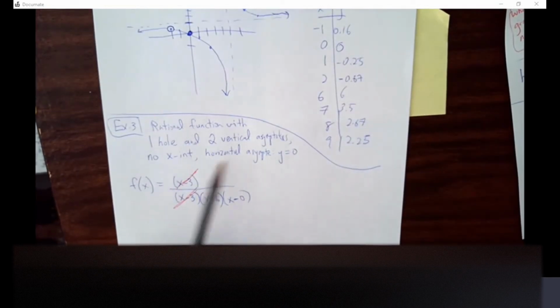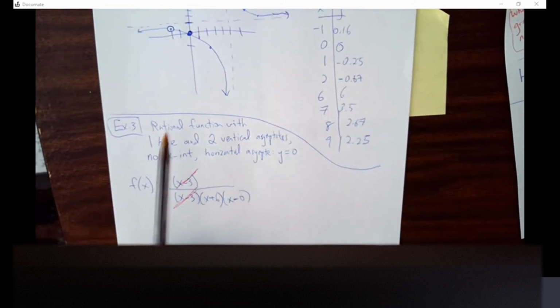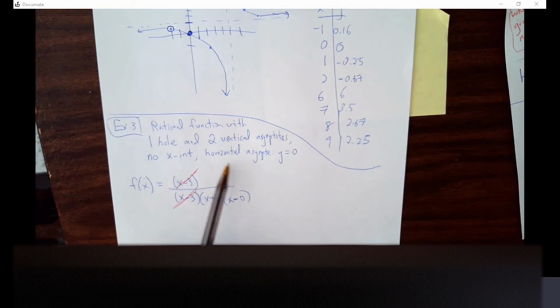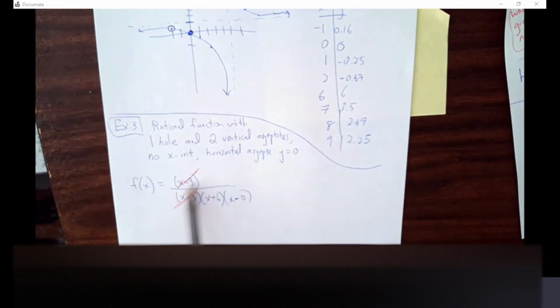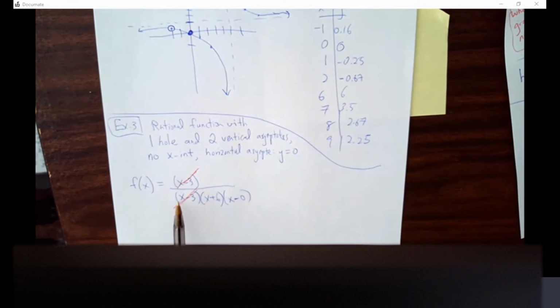Because what we're going to do is, if you go back to the project, it'll tell you the properties, and then from the property you'll build your function, and once you have your function built, then identify the parts that you have. So here, hole is at 3, vertical asymptote is at -6, vertical asymptote x equals 0. There's no X intercept. Desmos, graph it, and then that's pretty much problem number 1.